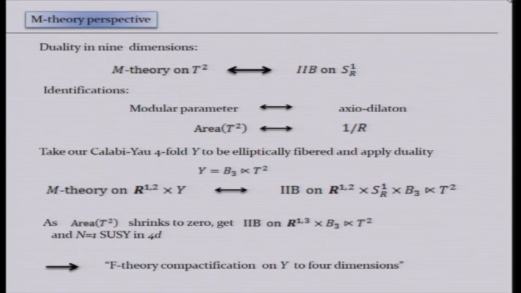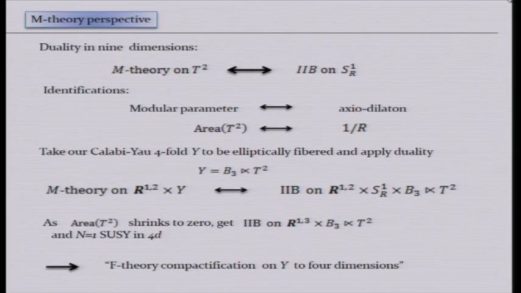Okay, so if we decompactify this circle, by taking the area on the M-theory side to 0, we get type 2B on R13 times B3 times T2. And now you can also see that N=1 supersymmetry in 4 dimensions reduced on a circle gives you N=2 supersymmetry in 3 dimensions. That's why I wanted N=2 supersymmetry in 3 dimensions. So from this, taking the circle, opening it up, you also recover N=1 supersymmetry in 4 dimensions.